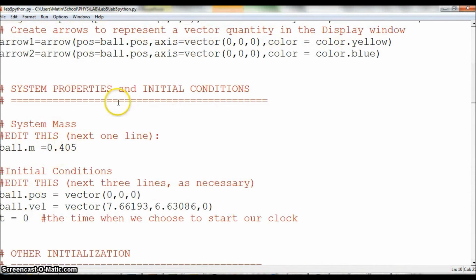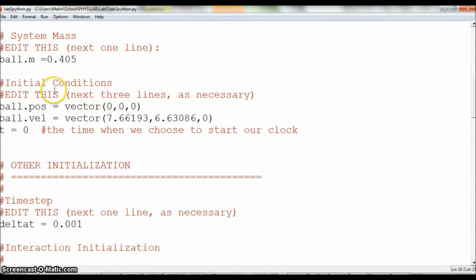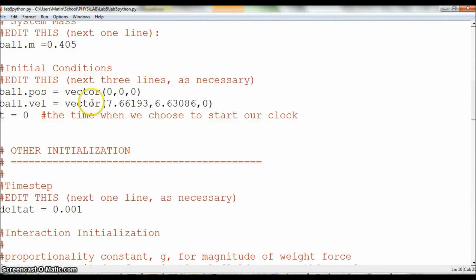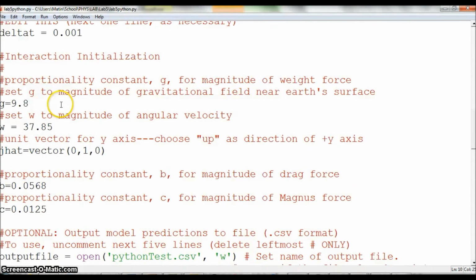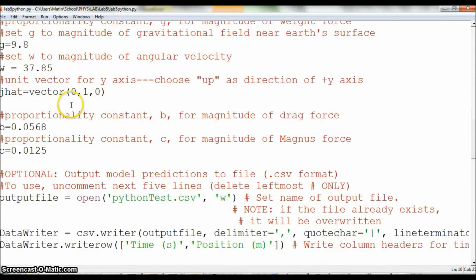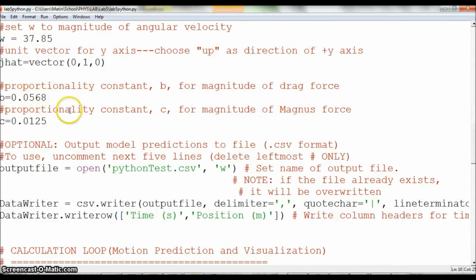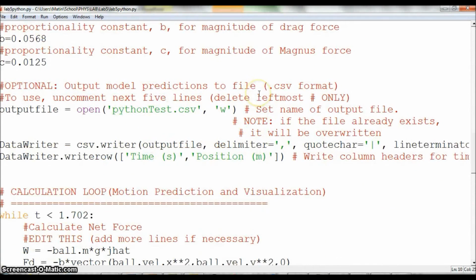I put in the ball's mass, which was 0.405 kilograms. I put in the ball's initial position, which I had at the origin of my coordinate system, and the initial velocity, which I showed you how I calculated just now. I put in all the constants: the 37.85, the angular velocity, g, b, which was the drag constant, and c, which was the proportionality constant for the Magnus force, which was the whole left side of that equation that I showed you at the beginning of the video.